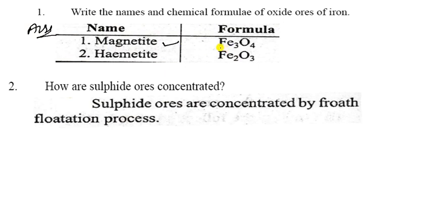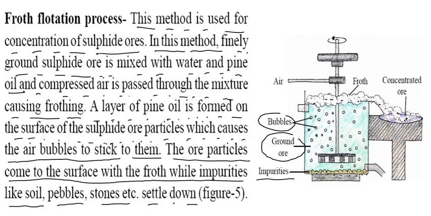So let us see the next one. Write the name and chemical formula of the oxide ores. So that is the question. You have to write your answer. So name and formula. So first ore, the name is magnetite. The formula is Fe3O4. And second one is hematite, and the formula is Fe2O3. So that is the chief ore. So it is the most important.